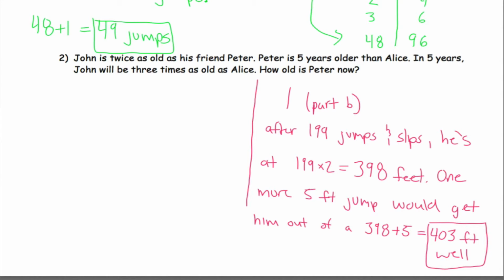Okay, question 2. Question 2 says, John is twice as old as his friend Peter. Peter is 5 years older than Alice. In 5 years, John will be 3 times as old as Alice. How old is Peter now? I think the easiest way to do part 2 is to use algebra, although I guess you could get there with guess and check as well.